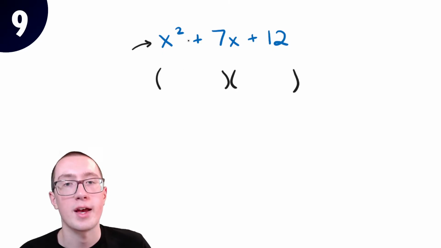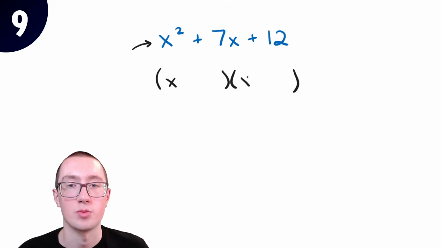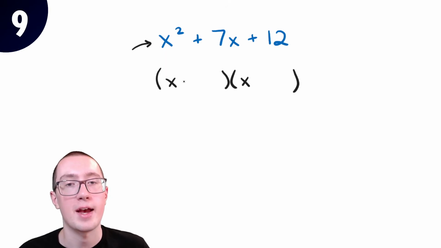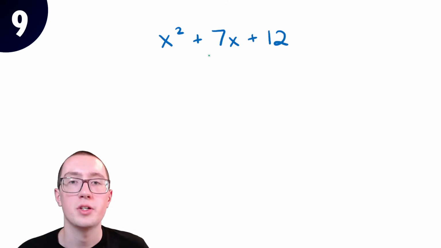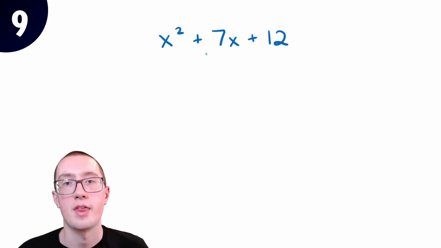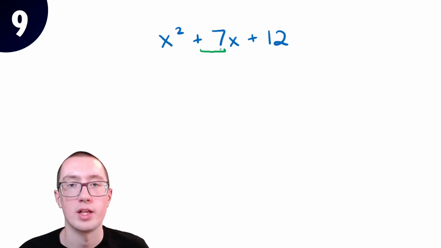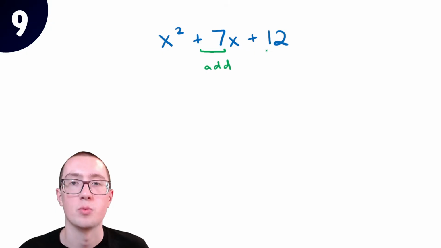So because this is just an x squared at the beginning, if this was like a 3x squared or something, this would be a little bit different. But we know that they have to both have x in the parentheses. And they're both going to be x plus a number or x minus a number. So our goal here is just to figure out what number should go in the parentheses. And here's how we figure that out. All we need to do is figure out two numbers that add up to the number that's next to x and multiply to the number that's by itself.